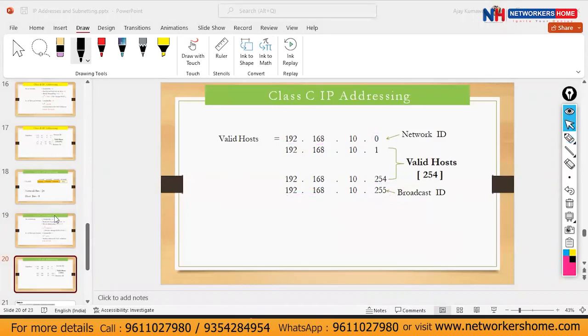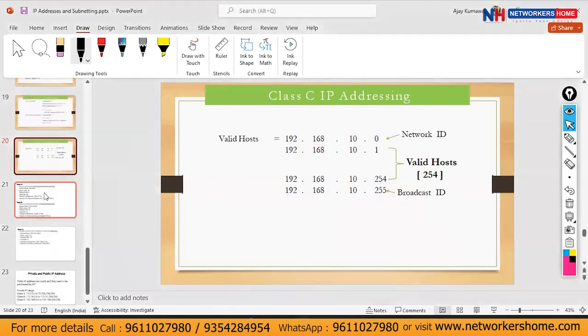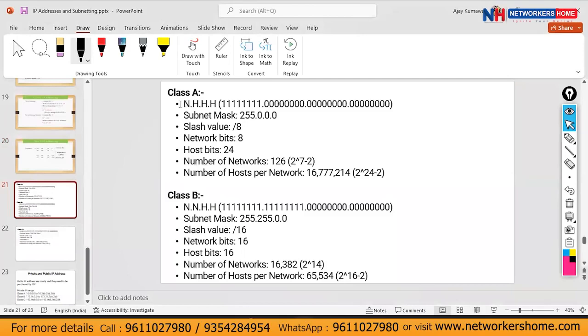Now, whatever we have studied so far, just a quick brief about that. In case of class A, 1 octet will be the network and the remaining 3 octets will be the host. So network bits are represented by all ones, and the remaining 3 octets by zeros. Then the subnet mask, this is the default subnet mask value.